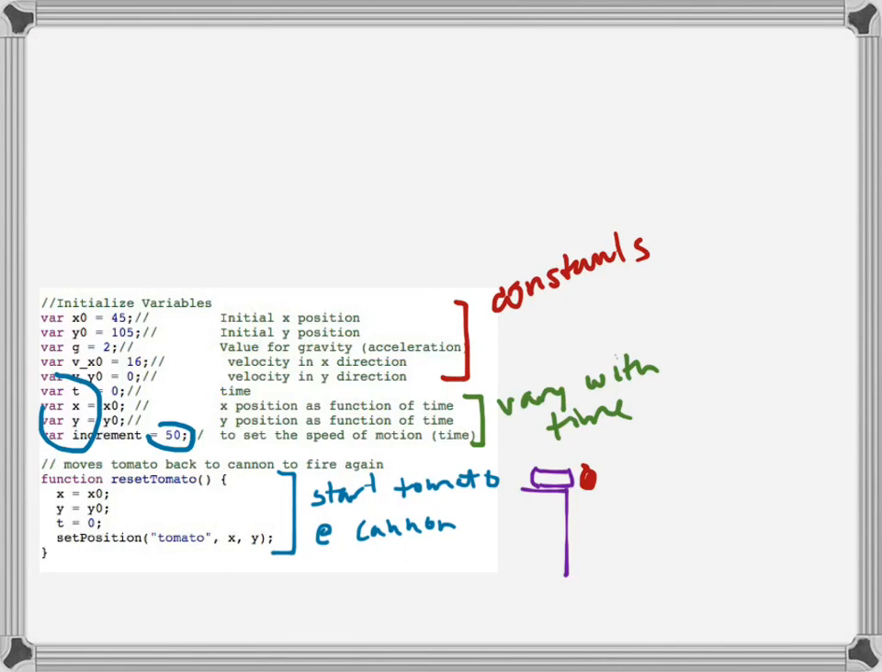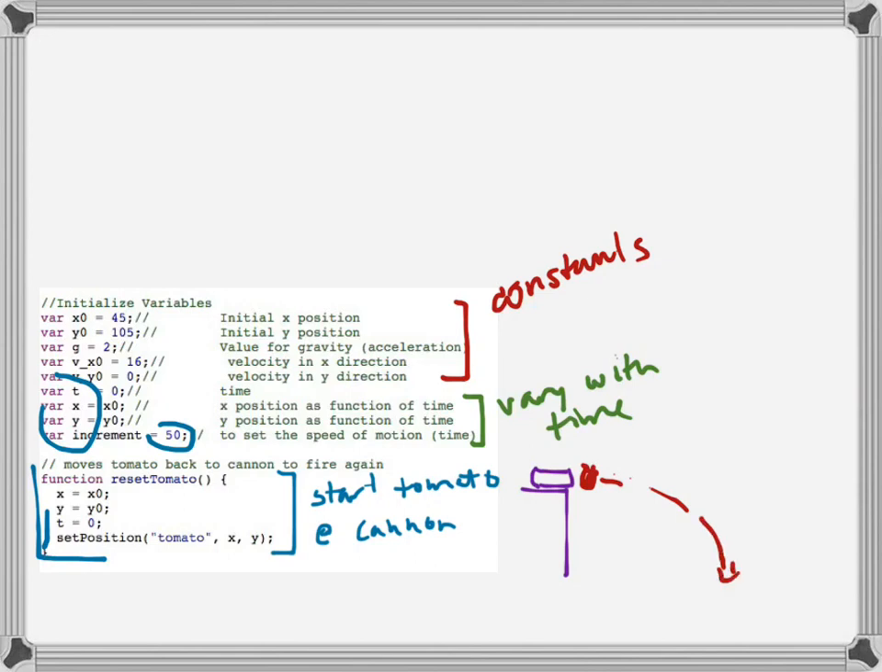Okay, and then down here, this is a little function I wrote that just resets the tomato. So every time I want to have it refire, I reset it, I put it back to its initial position. So here's the tomato right here, it starts here, and then boom, I hit the button and it goes, and it comes down to the bottom.